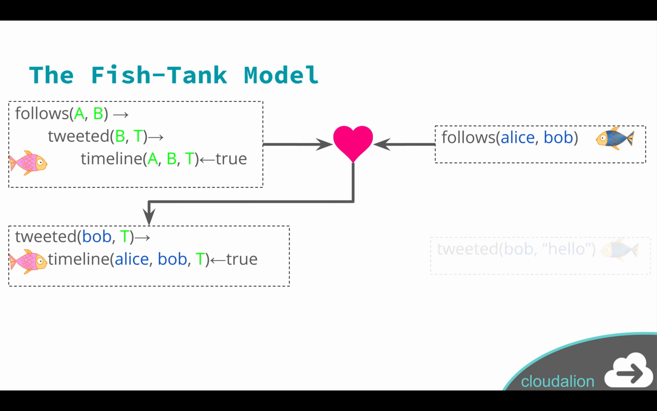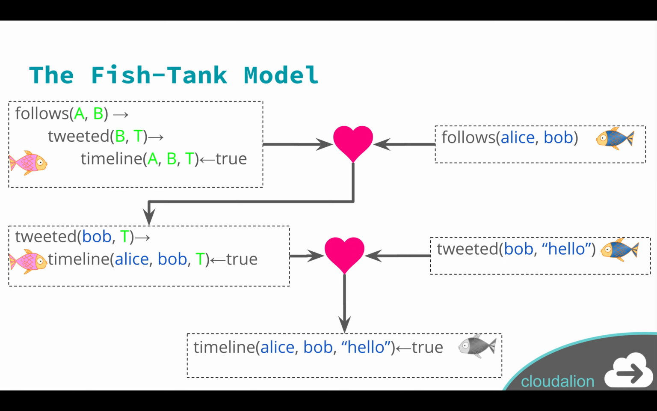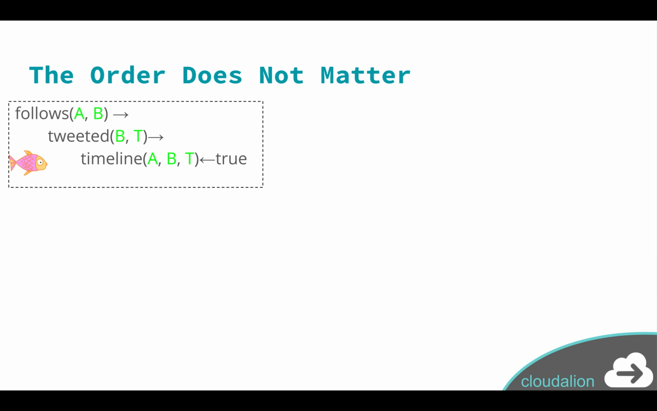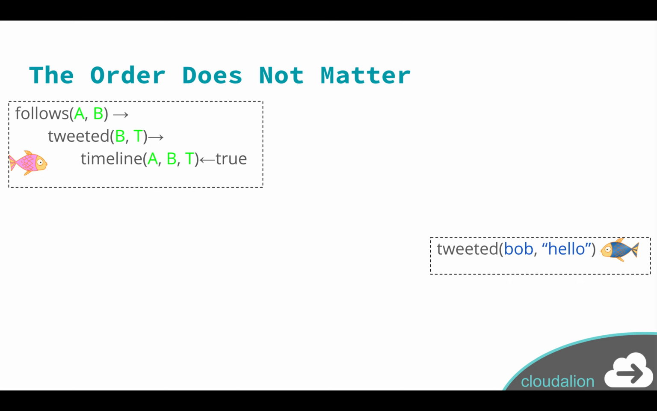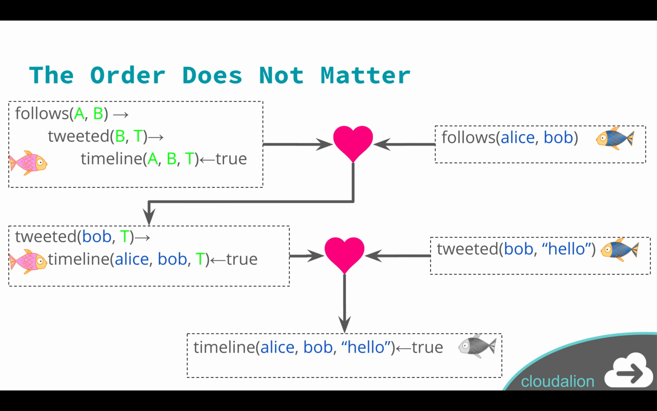Now, when that meets a fact, Bob's tweet, they create yet another offspring, which is in this case a clause, which is infertile. It cannot have its own children, but it is visible to queries. So we can query Alice's timeline and get Bob's tweet. Now, the nice thing about the fish tank model is that the order of operations does not change the end result. For example, if Bob tweeted hello before Alice started following him, we will still get the same result at the end.